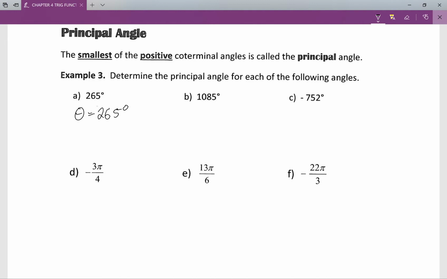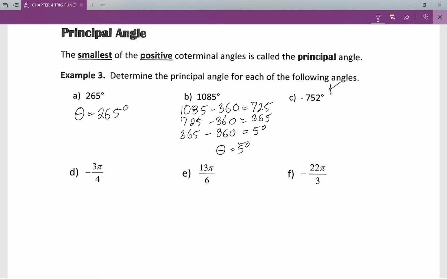Now for the 1085, we notice the 1085 is well above 360. So what I do is I just keep on subtracting 360 from this. I go 1085 minus 360, which equals 725. I notice that's still above 360, so I subtract it again, 725 minus 360, and that gives me 365. And then I go 365 minus 360, which would give me 5 degrees. So that tells me that my angle is going to be theta equals 5 degrees.